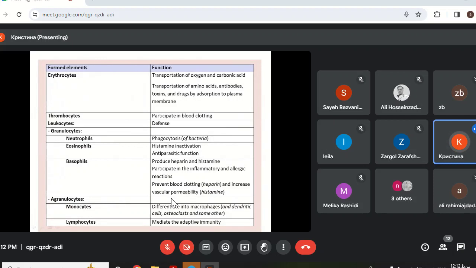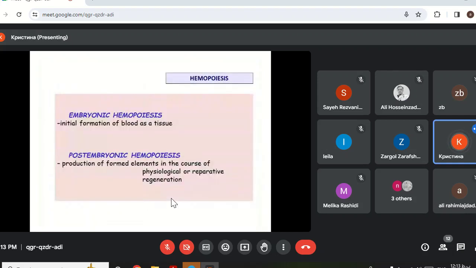Here you can see the table with the most important functions of all the formed elements of blood. So this is a very important table for you. You should know it by heart. And now we go to hemopoiesis. Hemo means blood, poiesis means creating. So hemopoiesis is the process of production of blood.